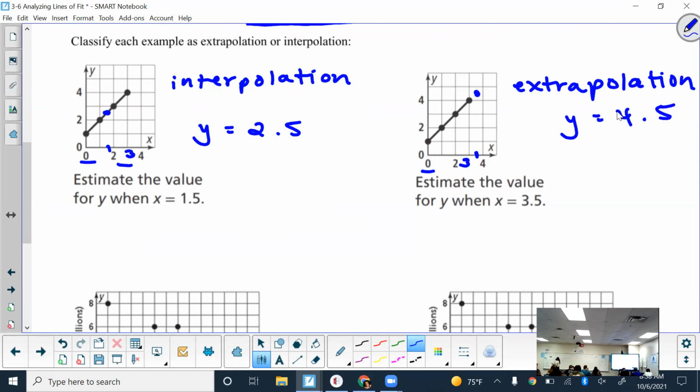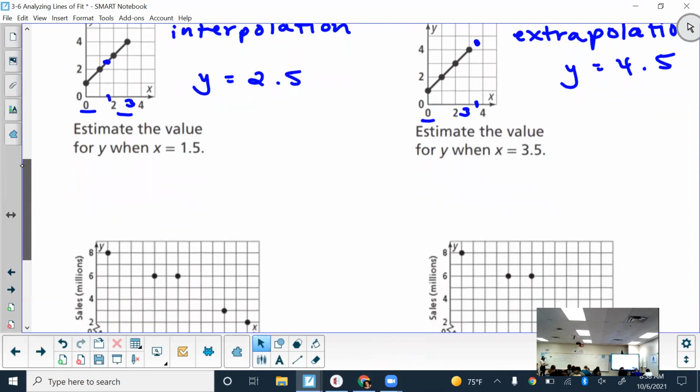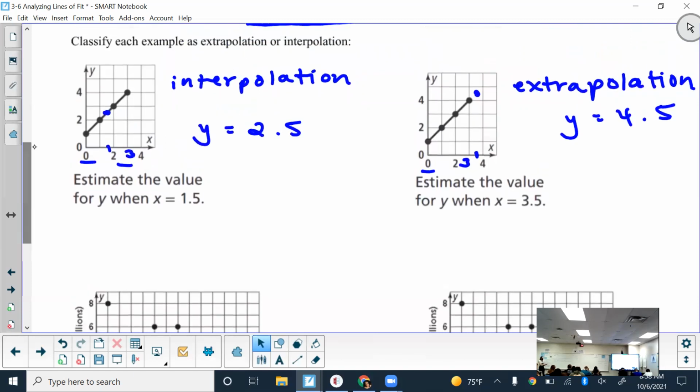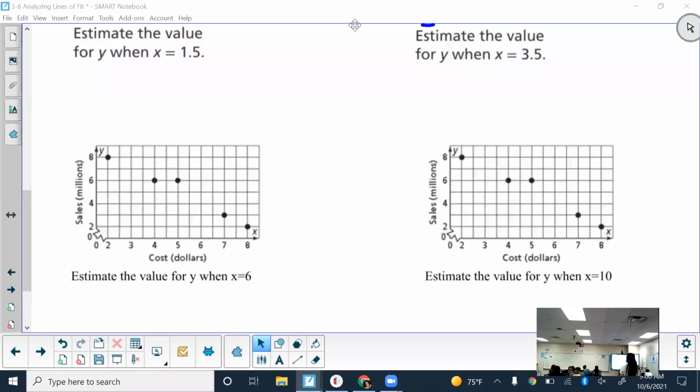Questions? All right, so then try the bottom two. Tell me if it's extrapolation or interpolation. And then maybe like a bonus, you can estimate the y value. So it's asking you to estimate for when x is 6. So is that within the range or outside the range?